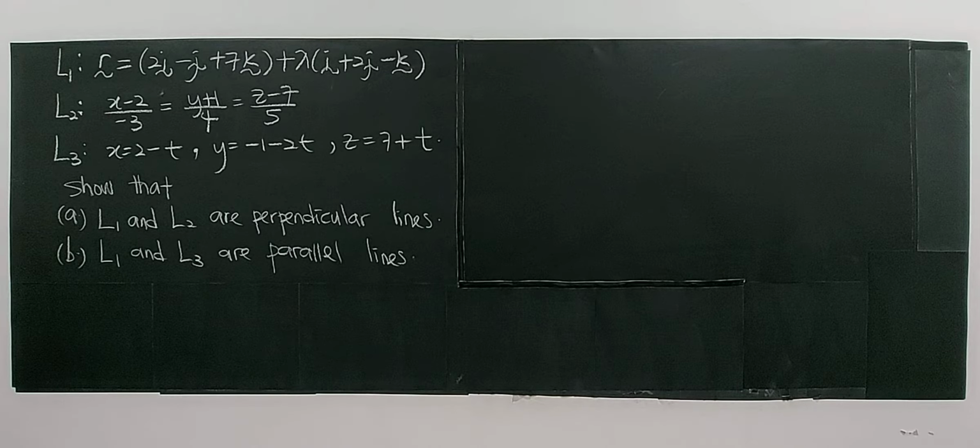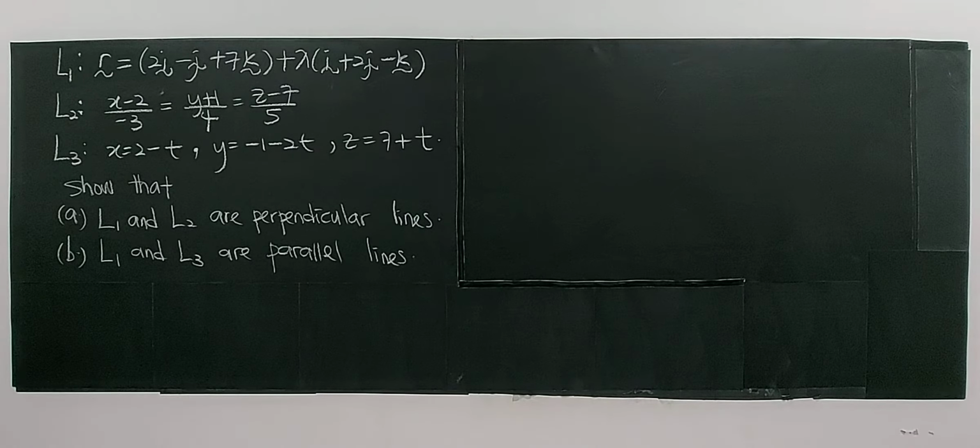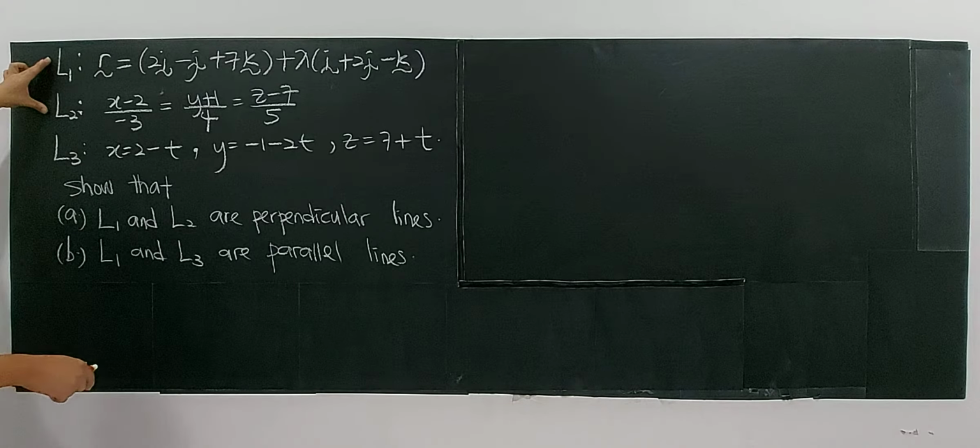In this video, I'm going to introduce how to verify, how to show that two straight lines in space are perpendicular lines, and how to show that two lines are parallel lines. Alright, for example, there is a question asking to show that L1 and L2 are perpendicular lines. So how do we show that L1 and L2 are perpendicular lines?